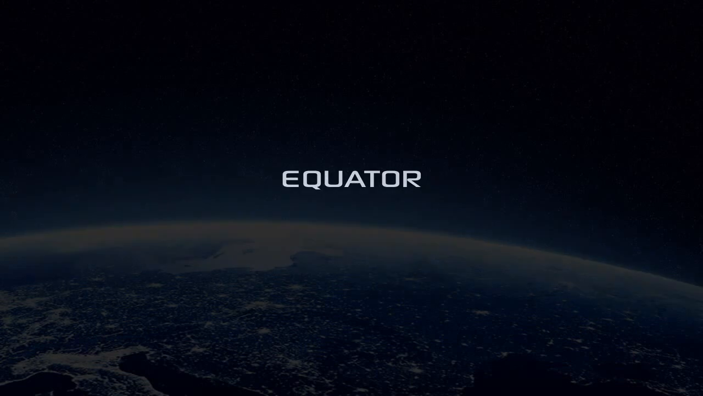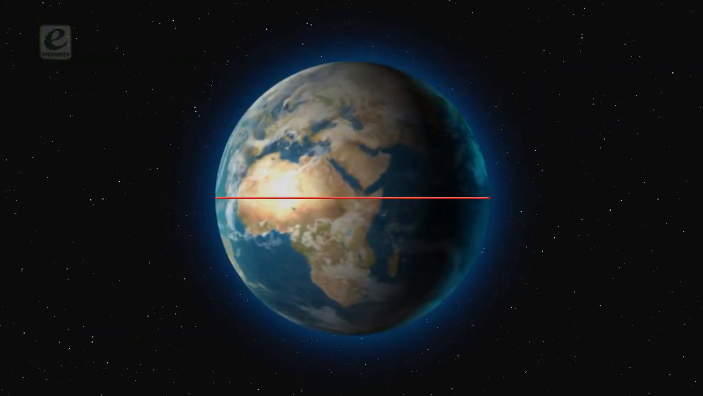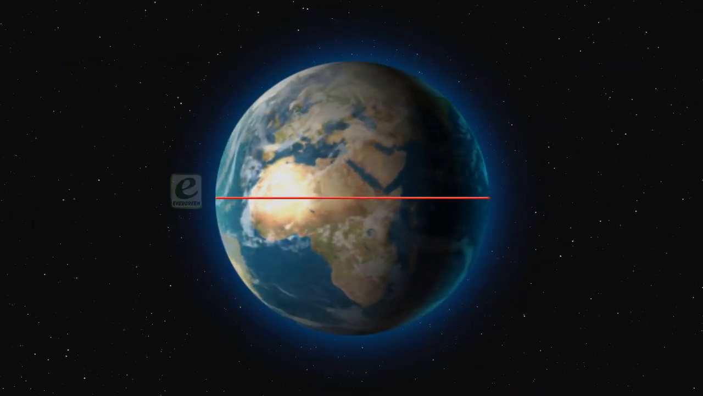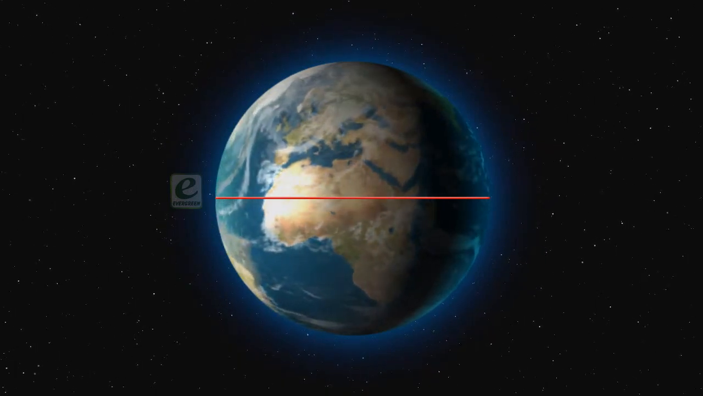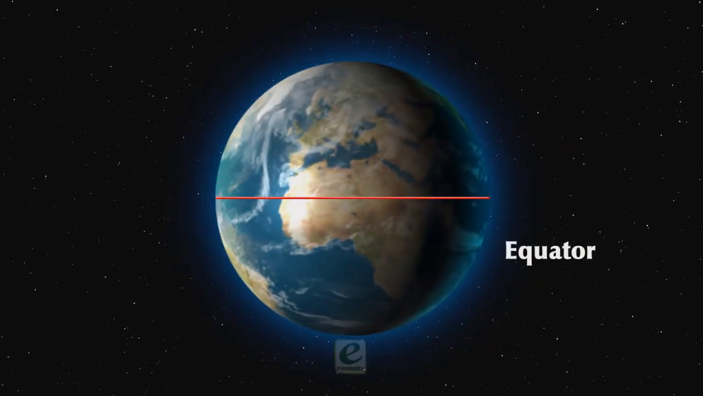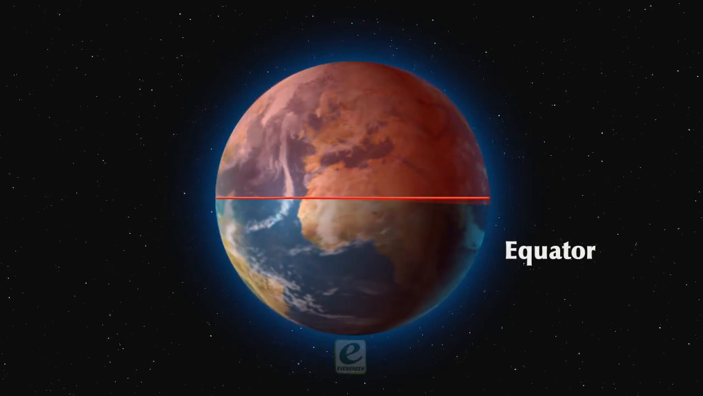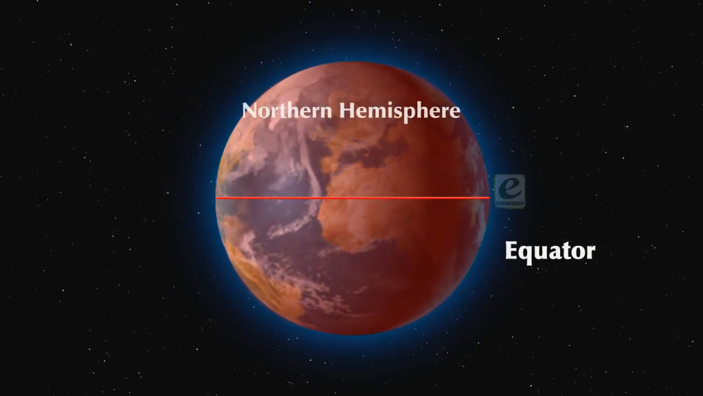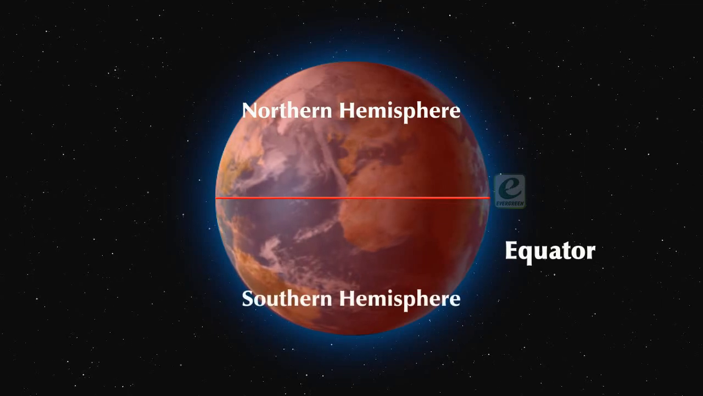Equator. Locate the other imaginary line running around the globe through its middle. This line, called the equator, divides the Earth into two equal halves: the northern hemisphere and the southern hemisphere.